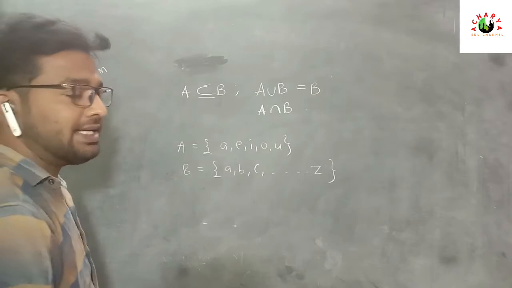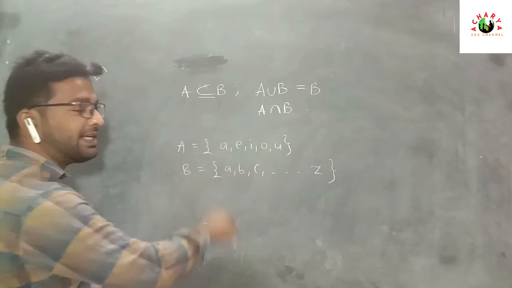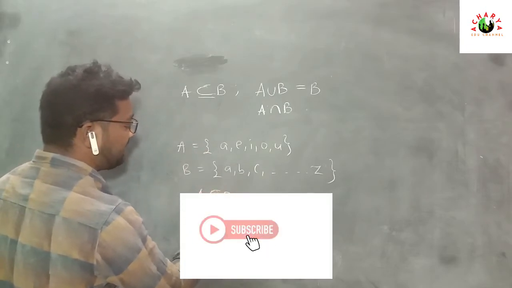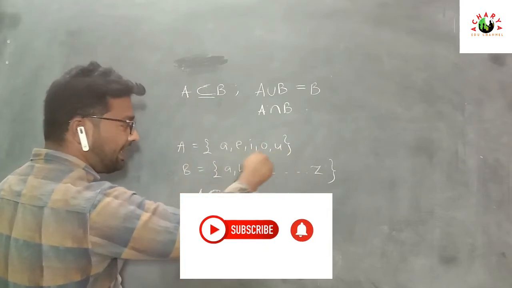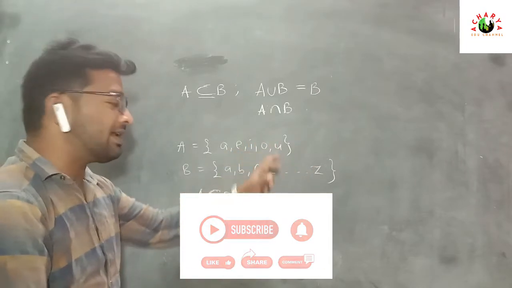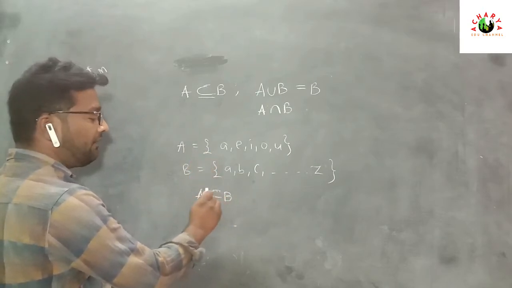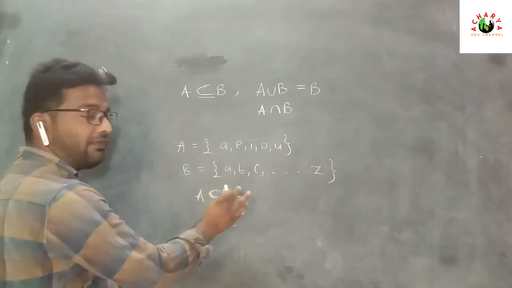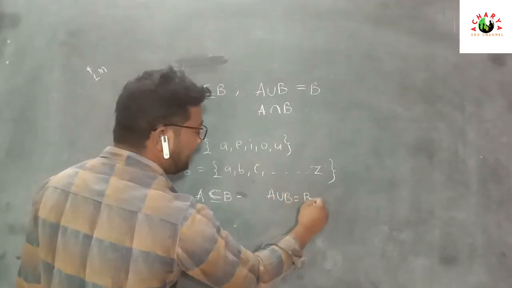Okay, total English alphabets. So now, is A subset B correct, or is B subset A correct? Here A subset B is correct. Why? Because all the elements of A, that is A, E, I, O, U, these 5 elements, are present in the B set. So finally, if A is a subset of B, when we are doing A union B, we will get B.